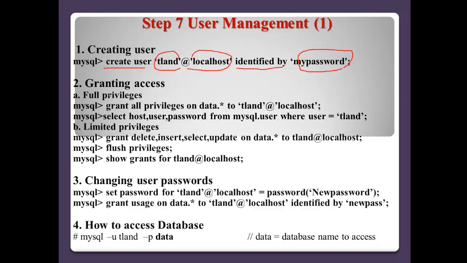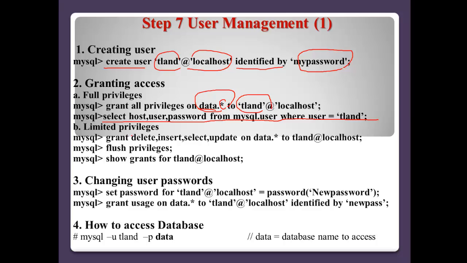And after that, number 2, granting access. First one, GRANT ALL PRIVILEGES ON data.* TO tlan@localhost. In this case, I will give all privileges to tlan to access the data. Data means the database name, and the star means all tables. So tlan will have all the privileges to access the tables in the database data. And after that, SELECT host, user, password FROM mysql.user WHERE user is tlan. In this case, we can check exact information about the user tlan.